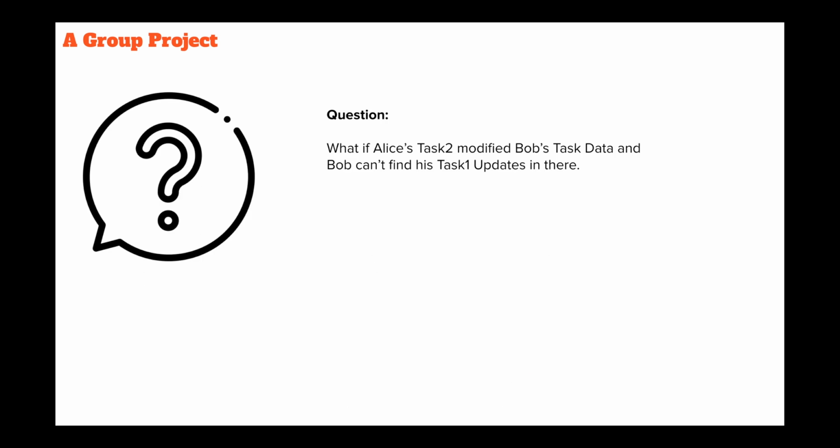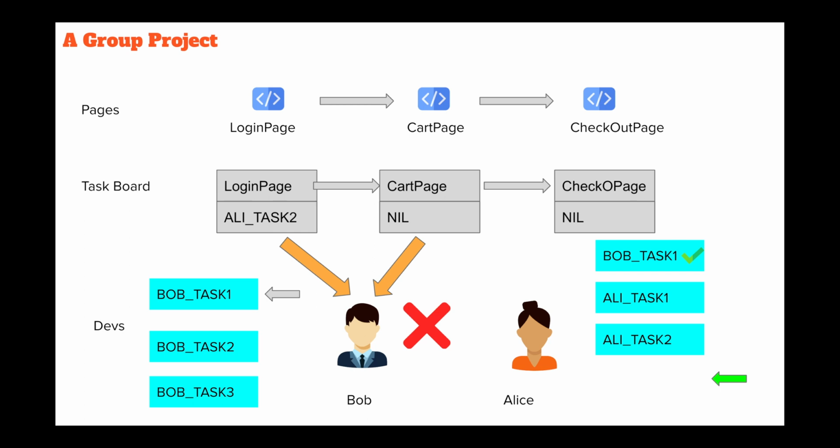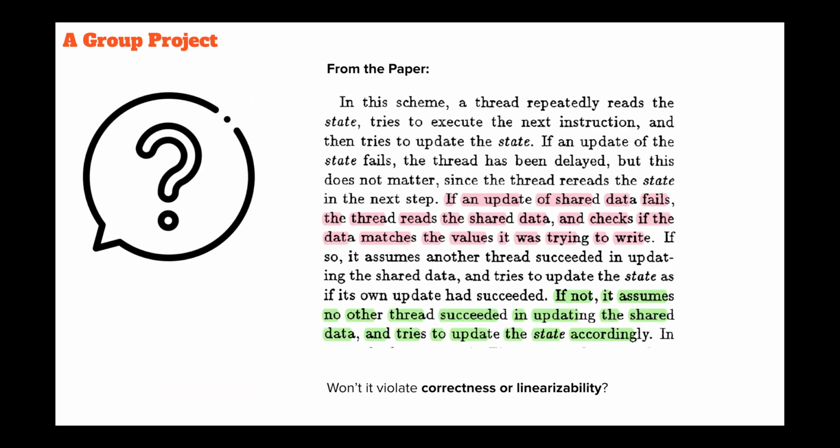But this leaves us with the question: what if Alice's task was modifying Bob's task, and then Bob can't find his update in the shared data structure? So this would be a scenario where Alice completed her task, and then some task modified the login page again, and this time it was not something that Bob was trying to update. But in that case, what would be the scenario? The paper doesn't give you a clear description of what is to be done in that scenario.